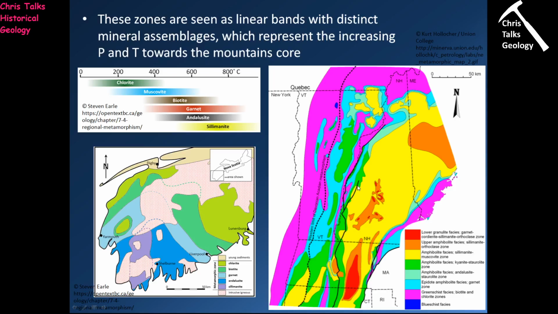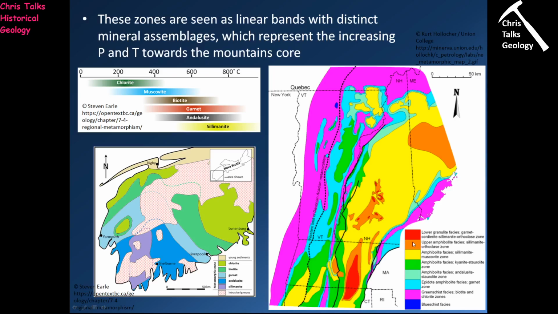So this is in the New England area. So we've got Vermont over here, New Hampshire over here, and what can you see? Well, we have lots of intrusions to begin with. So these red spots here represent quite high temperature metamorphic rocks. There's the presence of sillimanite telling us it's a very high temperature metamorphic rock.